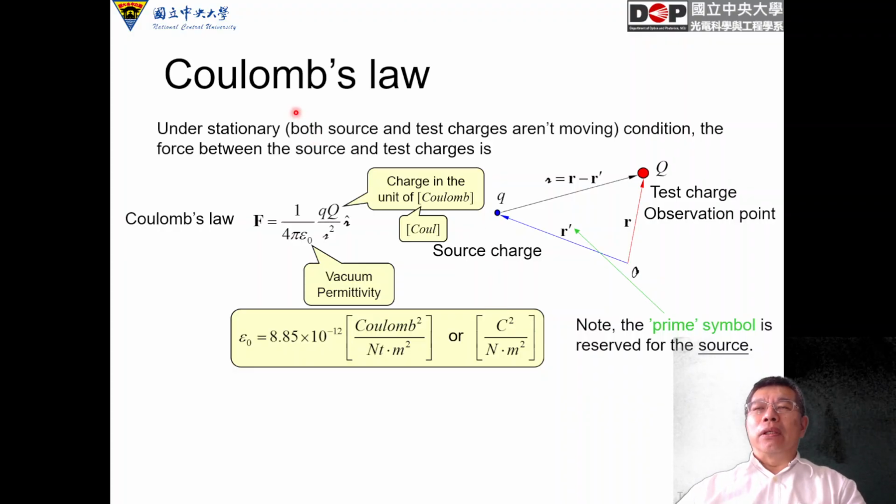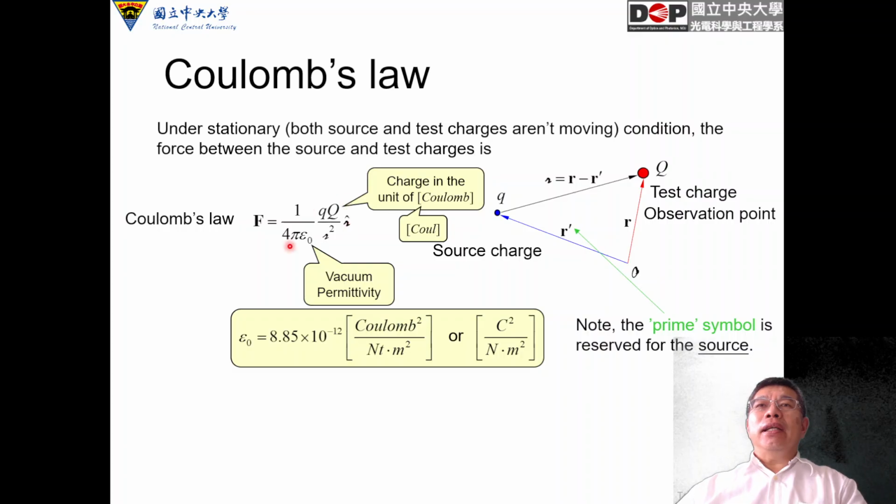Okay, now, Coulomb's law. You have probably learned Coulomb's law much earlier. Under the stationary condition, where both the source and test charge are standing still and nothing is moving, the force between the source and test charge satisfies the so-called Coulomb's law, in which the force is a vector.